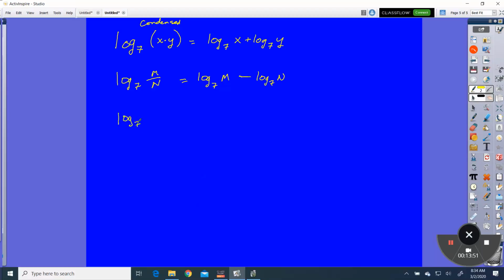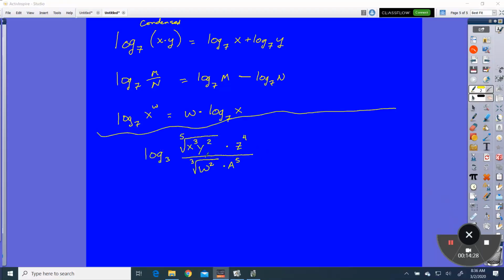And now the only other thing that we have left, say we have x to the w power. This w goes in front. So w times log 7 of x. So if we have a power, that power goes in front. But it doesn't get its own log, correct. So if we have this to a power, that number goes in front.